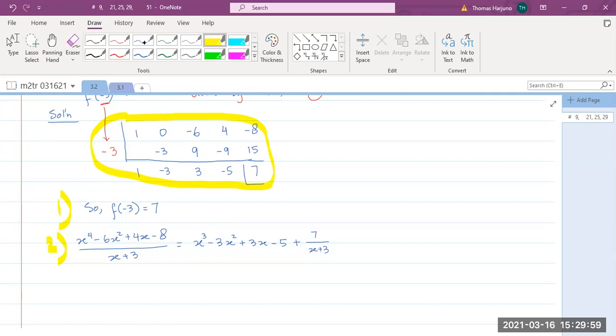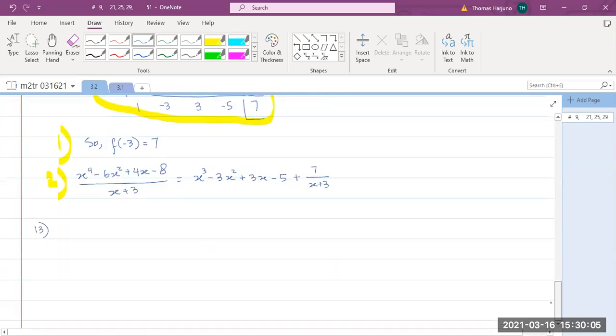Okay, number 13. Then we go on. Show that x plus 3 is a factor of f(x) equals x cubed plus x squared minus 2x plus 12.